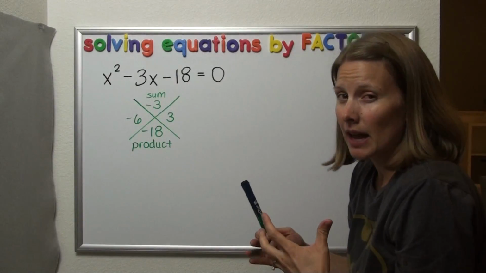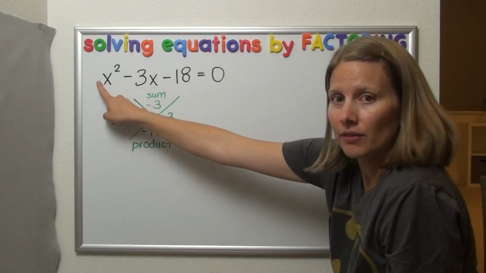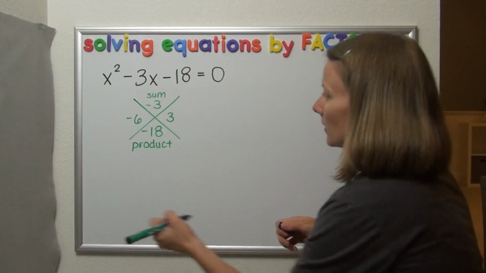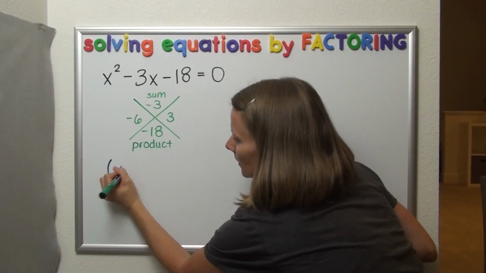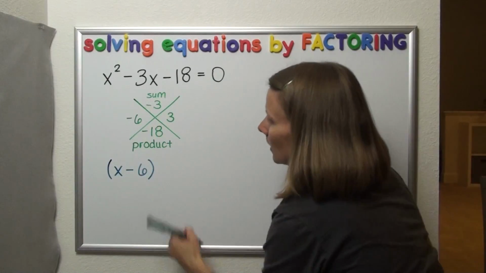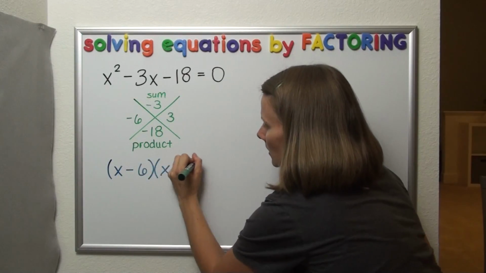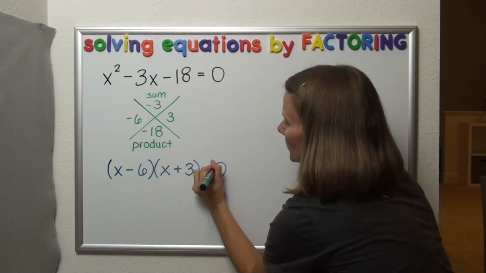But remember, we have to then ask, what are those numbers good for? And if there's nothing in front of the x squared, then those numbers can just be thrown right into our parentheses and get it factored already. So I'm going to throw that -6 into the parentheses with an x, and I'll throw this +3 into another set with another x, and this is still an equation set equal to 0.